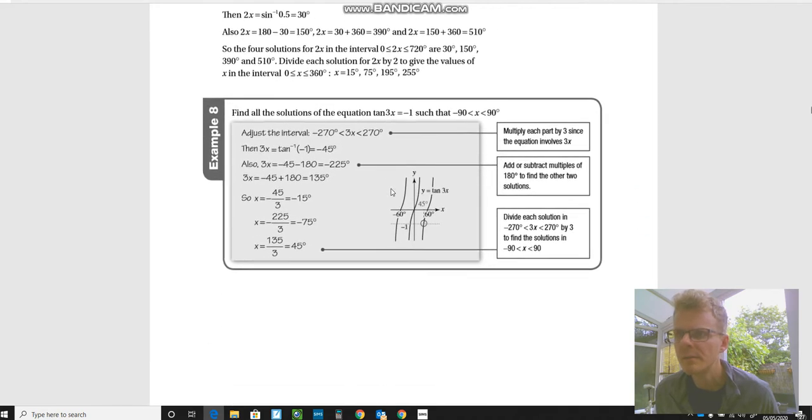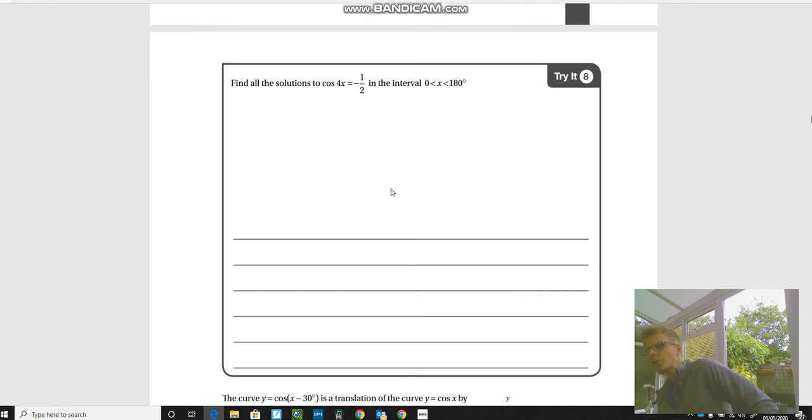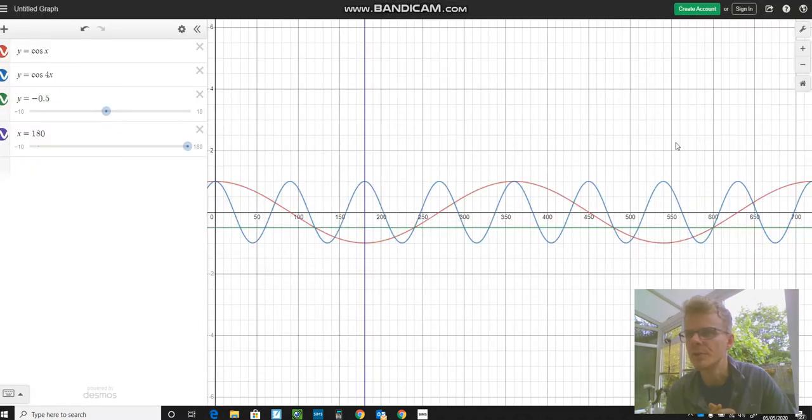So this is quite tricky actually. So find the solutions for cos 4x between 0 and 180. So what is cos 4x? Let me draw that up for you. Okay, probably should have done this first time around, shouldn't I?